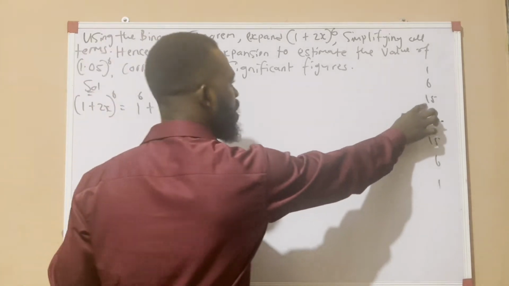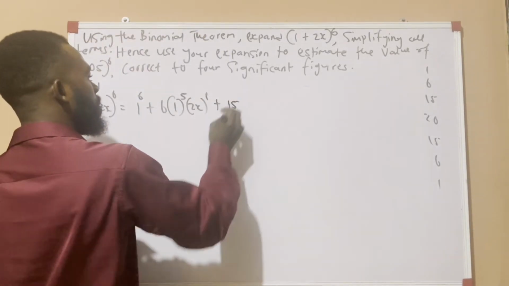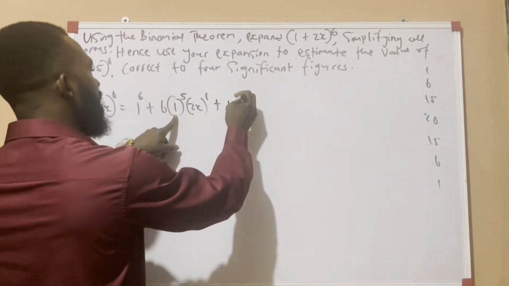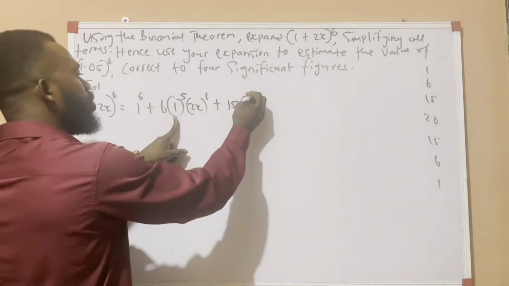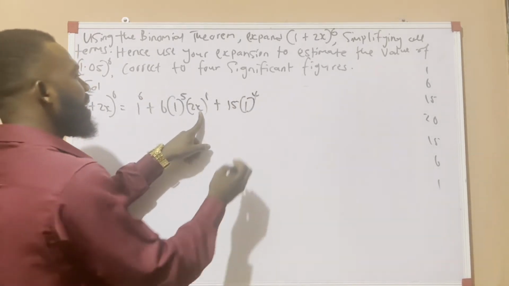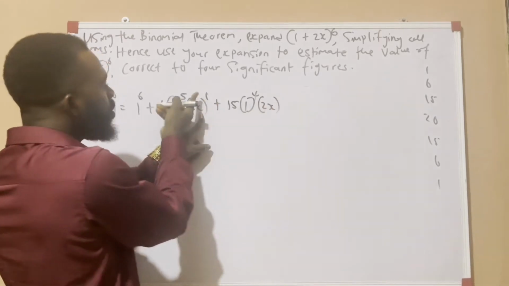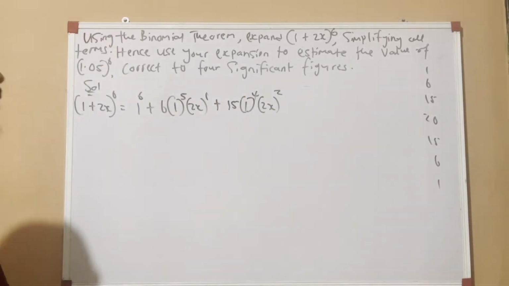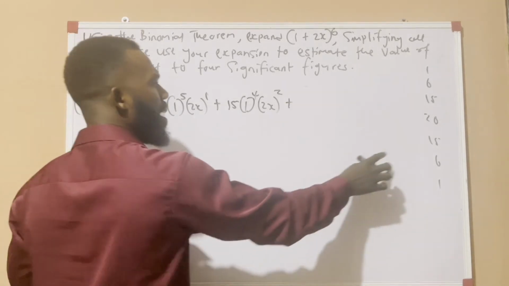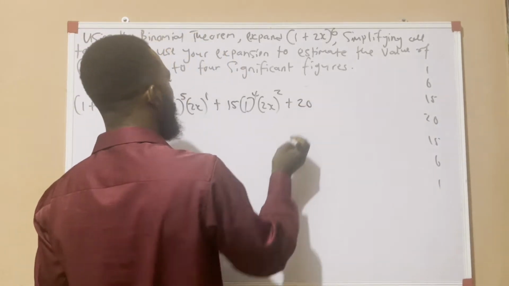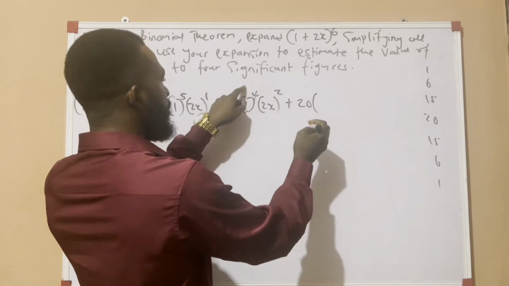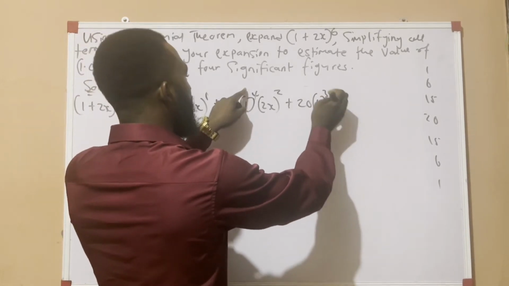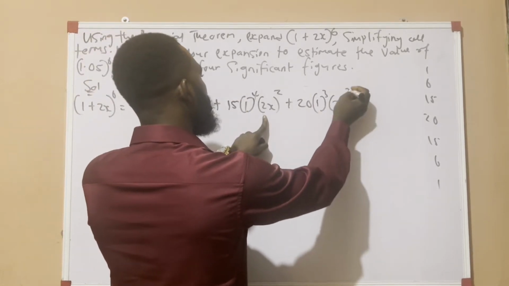Now my next coefficient is 15. Now my next one, from 5 it reduces to 4, and then 2x increases from 1 to 2. Just that one, in that pattern. Plus, my next coefficient is 20. Again, 1 reduces from 4 to 3, and 2x increases from 2 to 3.